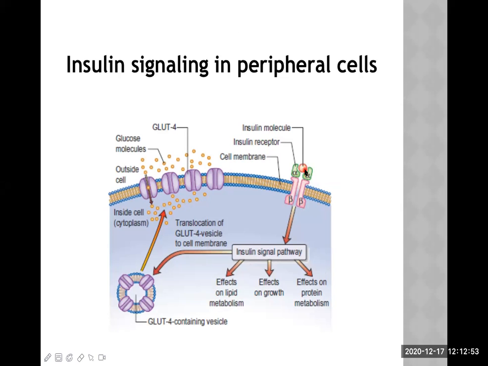After it binds to the alpha subunit, there is a conformational change, which activates the tyrosine kinase, and some mechanism occurs inside the cell. These are called the insulin signal pathway. At the same time, there is translocation of the GLUT4-containing vesicle towards the cell membrane. When this reaches here, it binds there, and then with the help of this GLUT4 transporter, glucose enters the cell. This is a very, very important concept you should have.